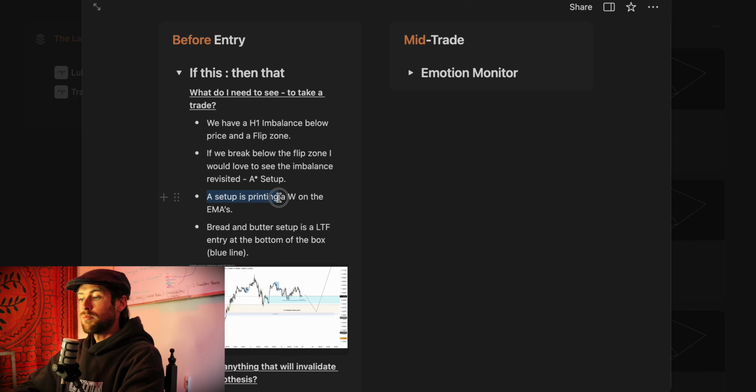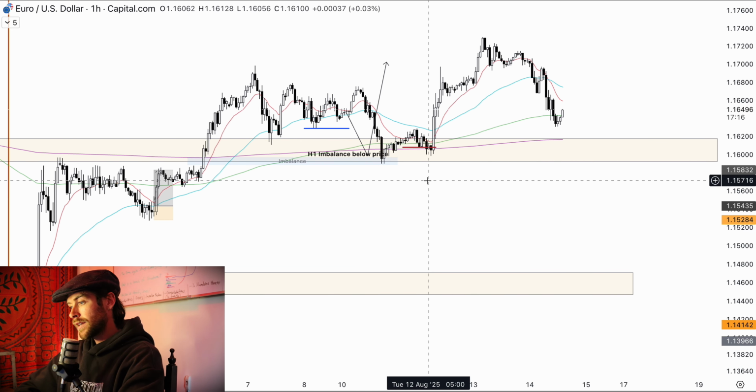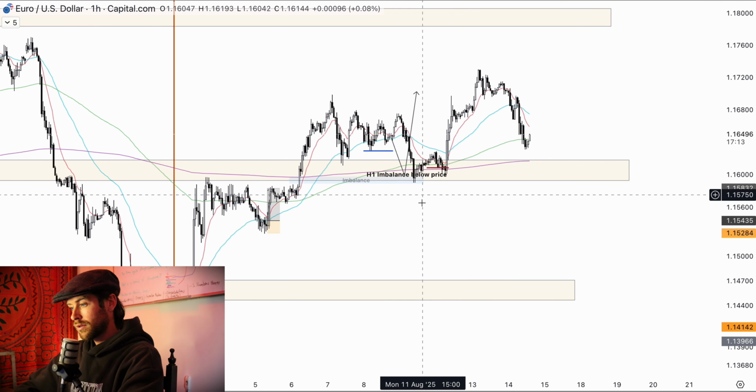An A setup is printing a W on the EMAs. This was an A star setup that actually moved with CPI. Beautiful, beautiful setup.